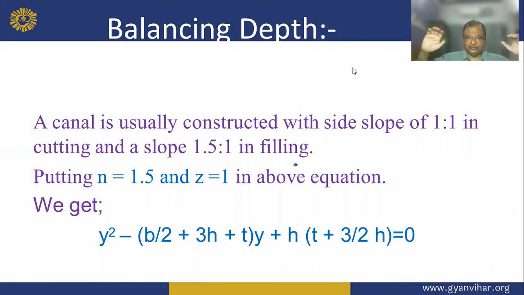Now a canal is usually constructed with a side slope of 1:1 in cutting and a slope of 1.5:1 in filling. So my dear boy, first you should know what a slope is, what the 1:1 slope is and what the 1.5:1 slope is. 1:1 slope means this is the slope.